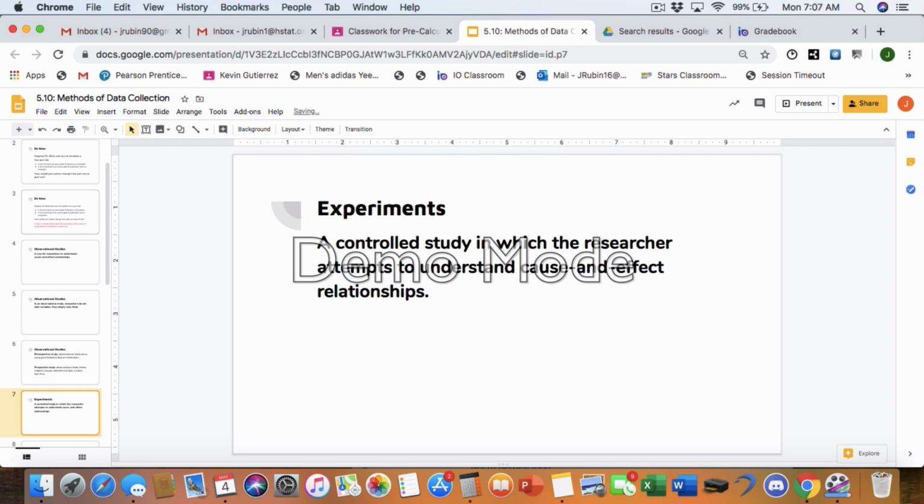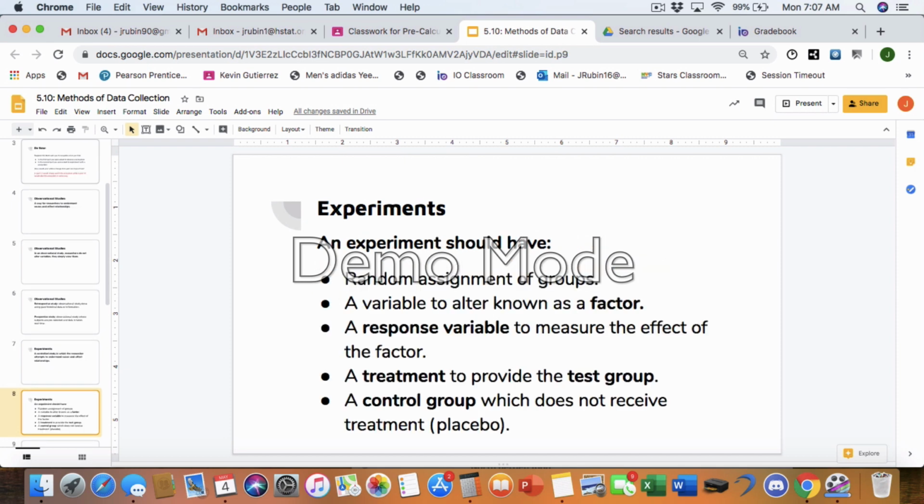Now, let's talk about an experiment. An experiment is a controlled study in which the researcher attempts to understand the cause and effect relationships. So very similar to observational studies. However, there's one key difference. In an experiment, you will always have multiple groups. In an experiment, you will always be altering some aspect of that design.